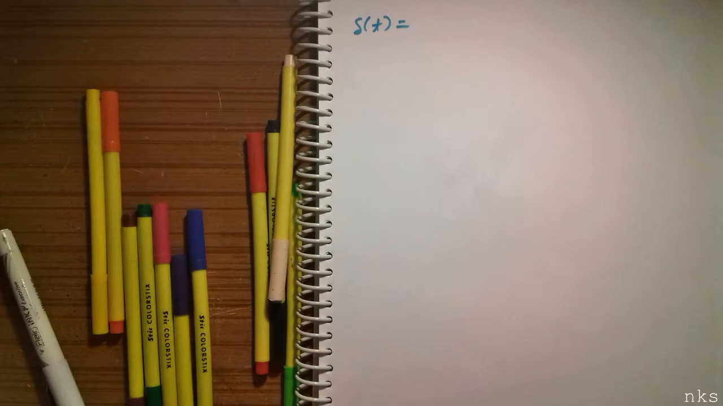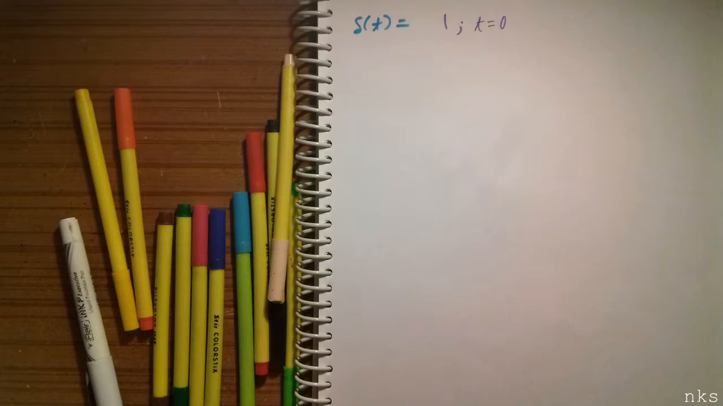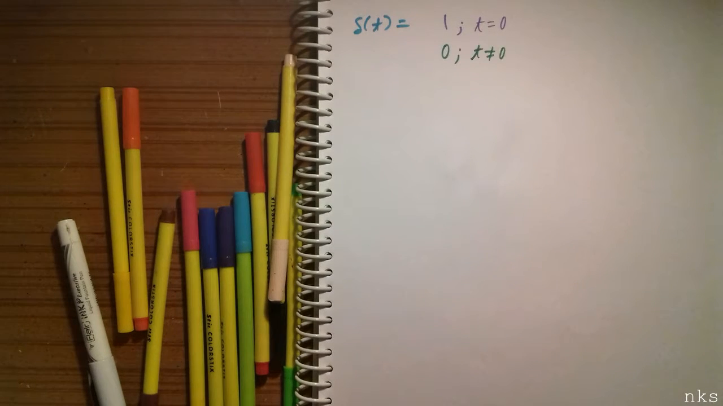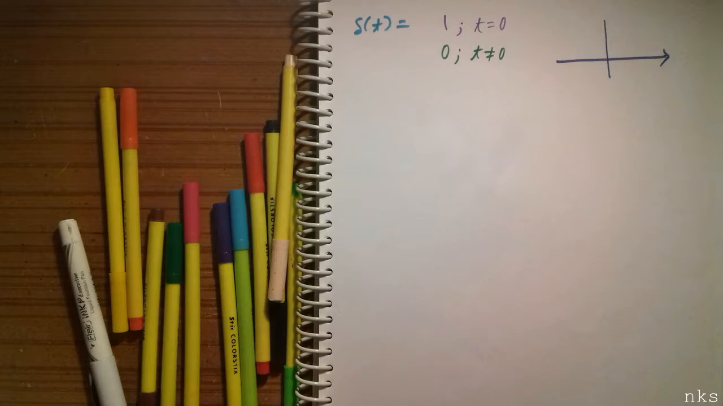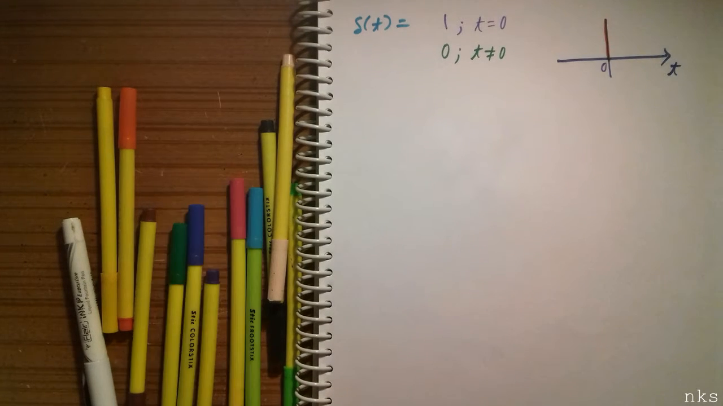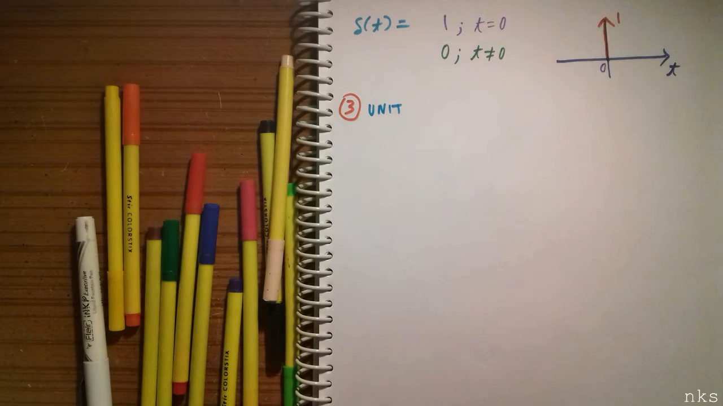We use the unit impulse function. So what is the unit impulse function? Delta of t is equal to 1 when t is equal to 0. It is equal to 0 when t is not equal to 0. This is the definition of the unit impulse function. It is drawn like this: at t equal to 0 it is shown by an arrow whose magnitude is 1. Now let's see the third signal, the unit ramp signal.